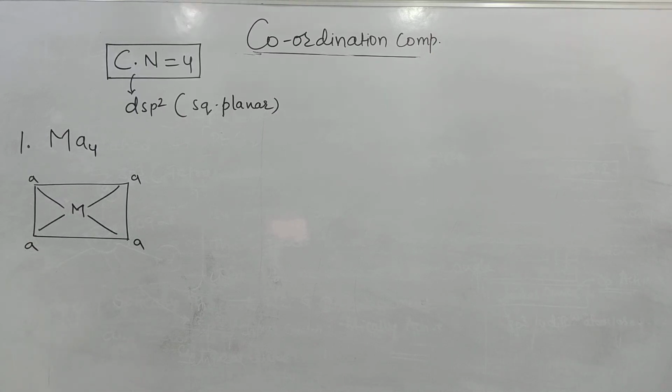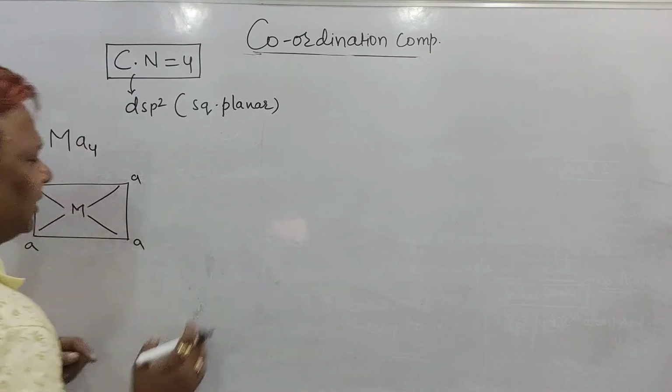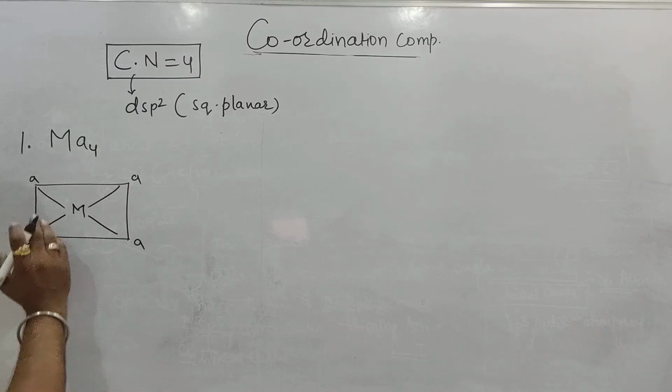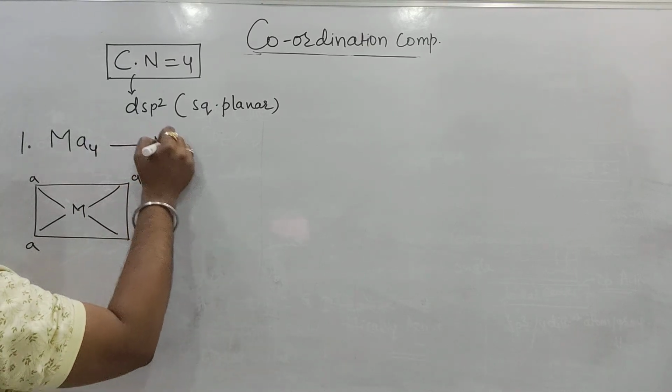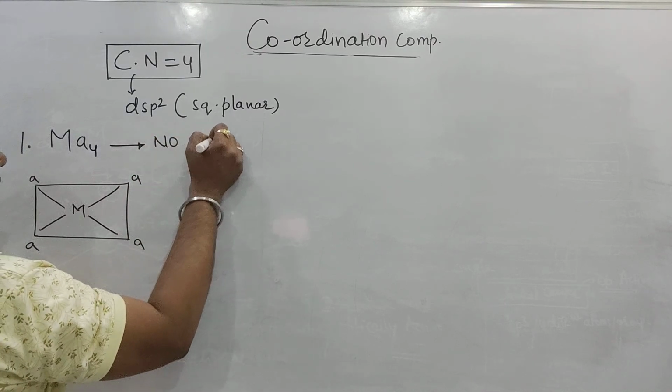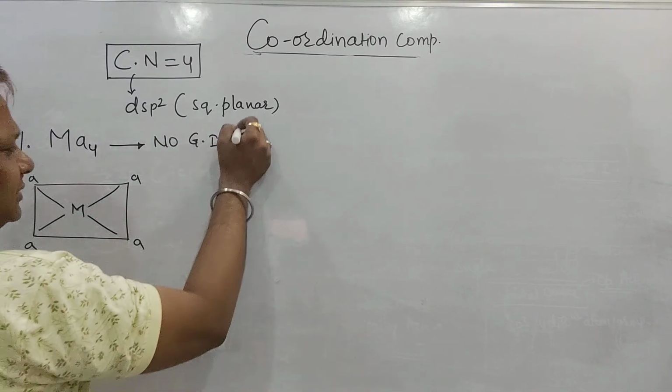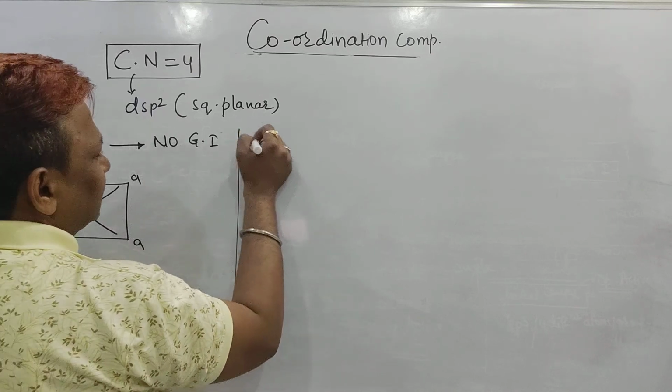Now the question is, are you able to make one more structure of it? So I will say no. As we are unable to make one more structure, I should say this compound does not have any geometrical isomerism. This is the first example. Don't worry. Take the second example.